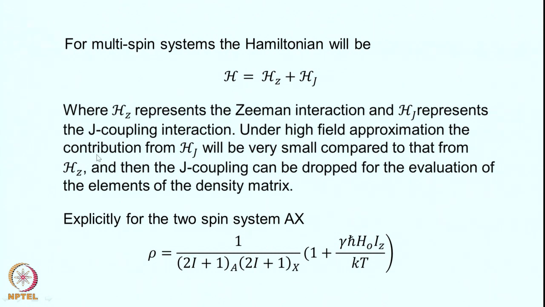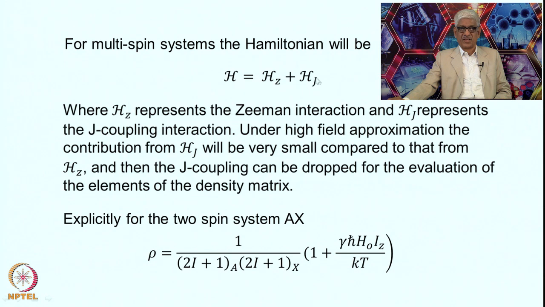Now let us do it for a multi spin system, which is a little bit more involved, because we always have to deal with multiple spin systems. So if I have multi spin systems, I will have to consider the Hamiltonian in a more generalized form. The Hamiltonian is Hz, which is the Zeeman part of the interaction, plus the coupling interaction, which is the HJ. So Hz represents the Zeeman interaction and HJ represents the J coupling interactions.